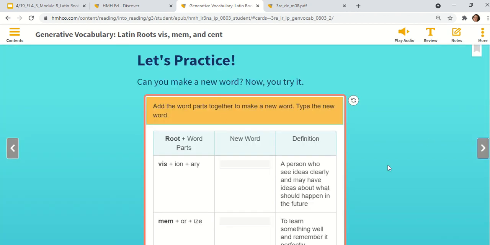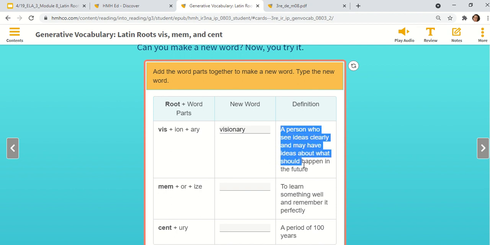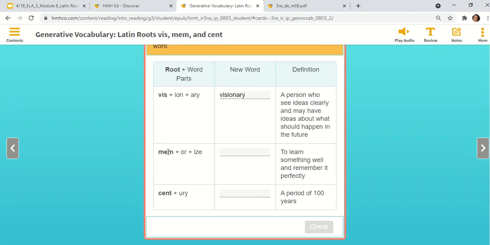So let's make some new words. We have vision, which becomes visionary. And that is a person who sees ideas clearly and may have ideas about what can happen in the future. A visionary, they could see things really clearly. Then we have memory, and that becomes memorize. To learn something well and remember it perfectly. If you can memorize something, you know it perfectly and you can recite it.